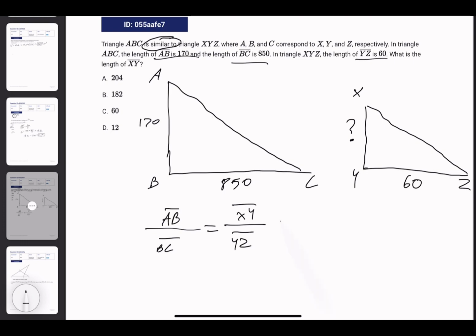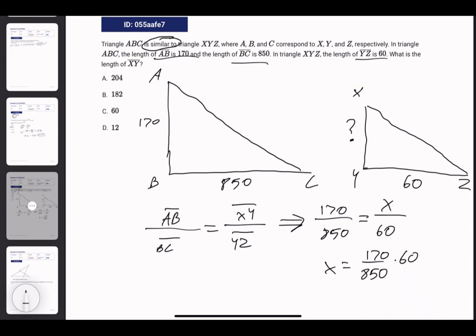So now plugging in, we're going to get 170 over 850 is equal to an unknown. We're just going to call it X over 60. And now we simplify this using our calculator. So we get X is equal to 170 over 850 times 60, which gives us 12.